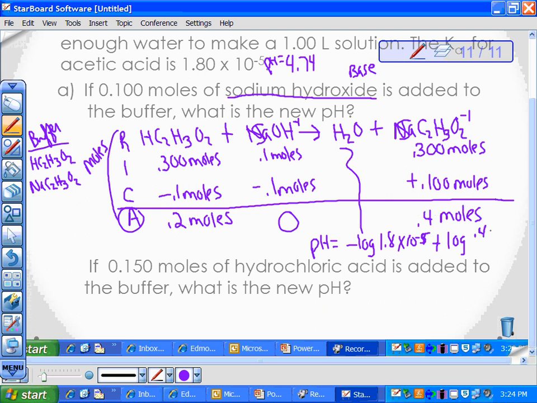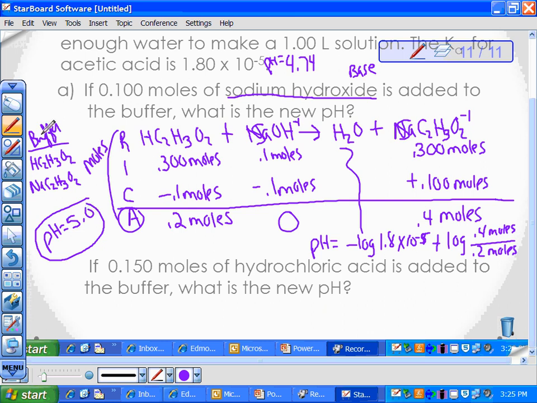So you have 0.4 moles over 0.2 moles. And you just plug that in. So you should find that this pH is around 5.0. Or 5.1, 5.05 I think is what we actually got. Okay, so that's that one.